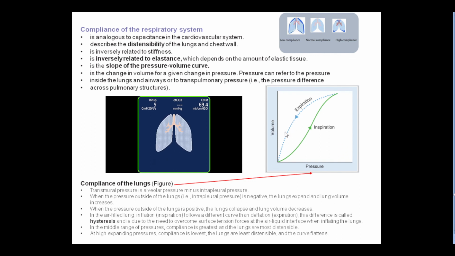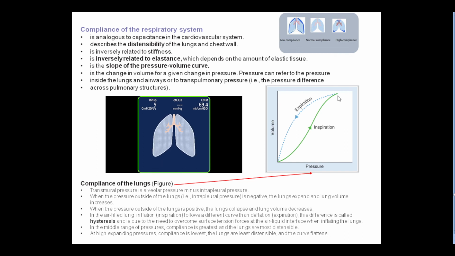And within this loop, you can see the inside, this is the middle one, when compliance is the greatest, but at high pressure, compliance becomes the lowest and the lungs the least distensible. That's when the curve flattens.